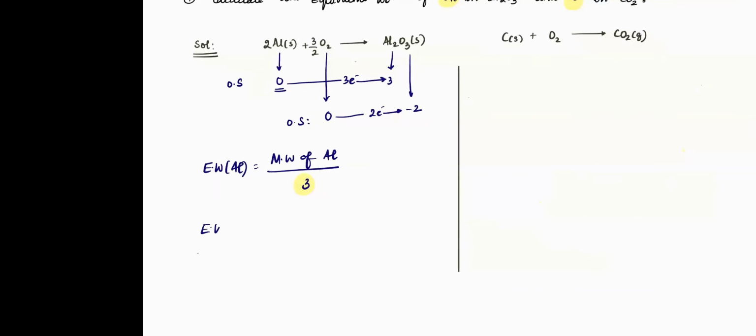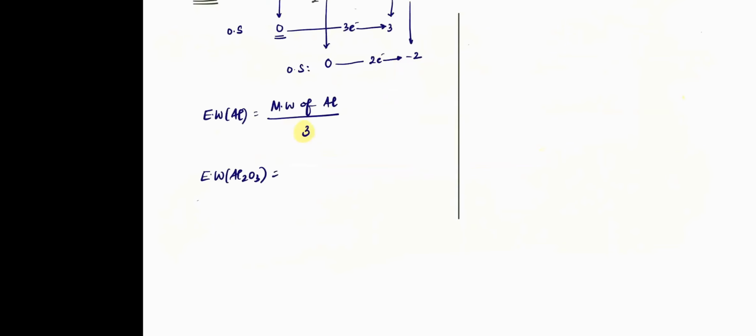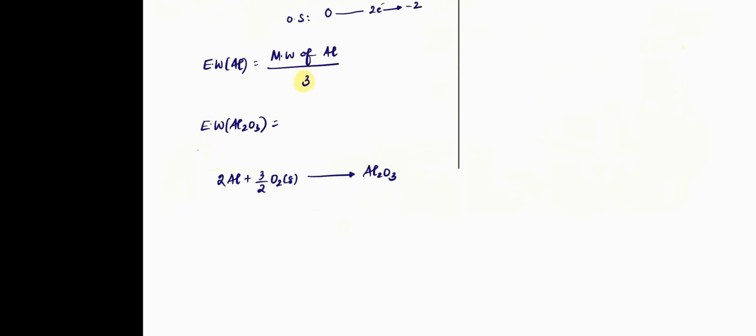Suppose I ask you what is the equivalent weight of Al2O3, then what do you do? Now I know that the valency factor of aluminum is how much? 3 for 1 mole. For 2, how many will it be? 6. Correct? So let me rewrite that. 2Al plus 3/2 O2 is becoming Al2O3. So here for one aluminum, 3 electrons are transferred. So for 2 aluminum, 6 electrons will be transferred here.